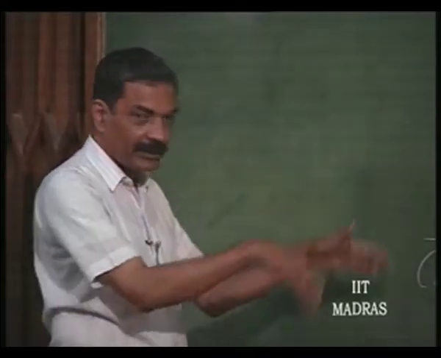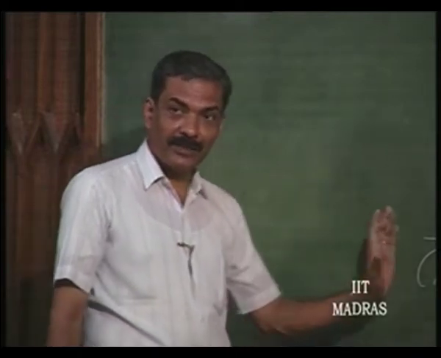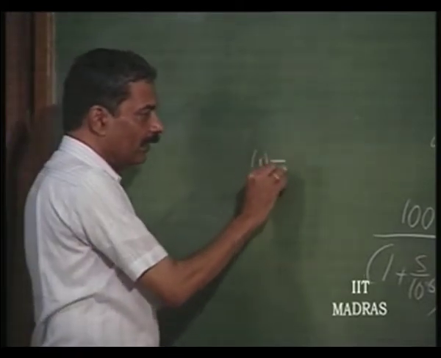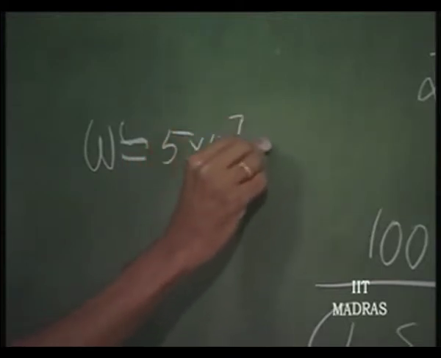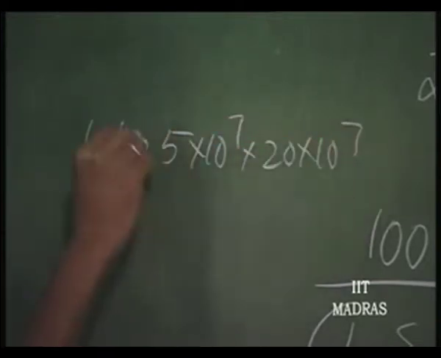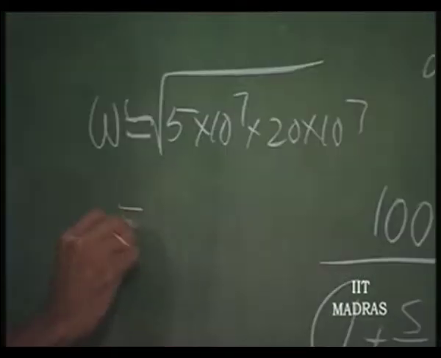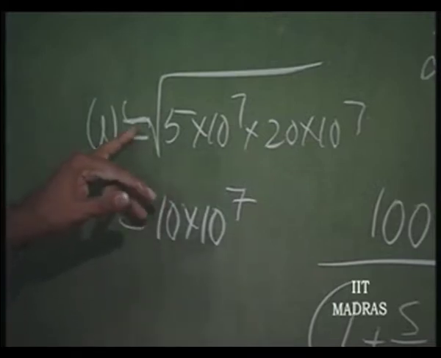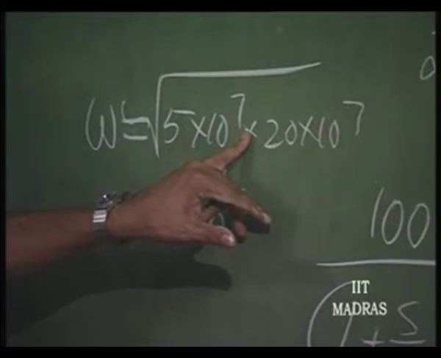What does it mean? The magnitude of A beta should be less than 1 when the phase of A beta is 180 degree. When will the phase become 180 degree? At a frequency omega approximately equal to 5 into 10 to power 7, 20 into 10 to power 7 under the root. It is going to be the product of these two frequencies under the root, which is nothing but 10 into 10 to power 7 roughly, right. So, at this frequency the phase shift becomes equal to 180 degree.